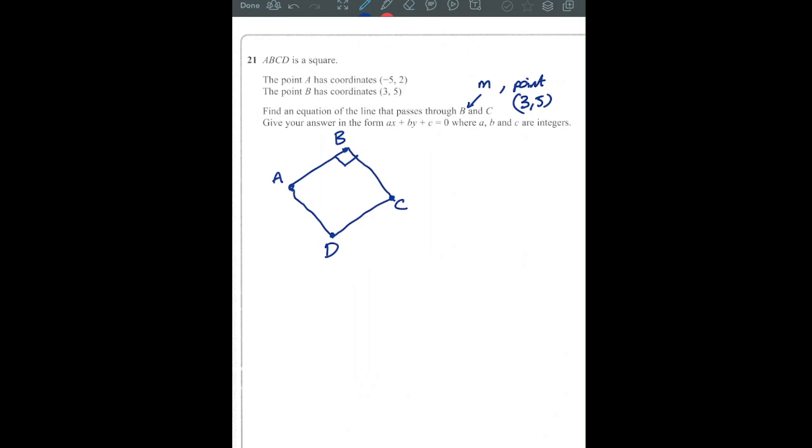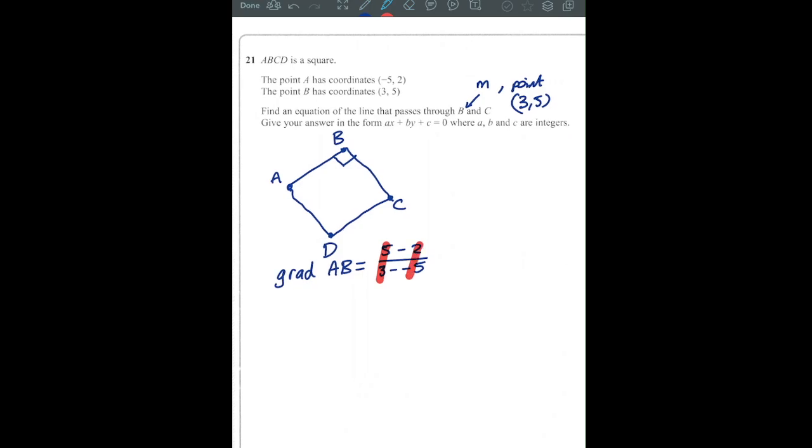The gradient is a bit harder. We can work out the gradient of AB, and the fact they're perpendicular will help us find out this m gradient. The gradient of AB is the change in y, 5 take away 2, divided by the change in x, 3 take away -5. Notice that I did it the same order. These two coordinates are the B coordinates, these two coordinates are the A coordinates. If I do B minus A on the top, I need to do B minus A on the bottom. Typing that into my calculator or just working it out is 3 over 8.